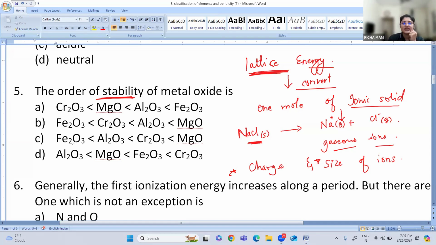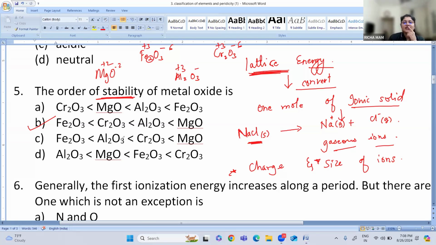Now, when we see the charge and size of the ions, Fe2O3 is less than chromic oxide, then aluminum oxide and MgO. So in Fe2O3, oxygen is -2 each, so the total is -6, and iron is +3. Then Cr2O3, this is -6, so this is also +3. And aluminum Al2O3, this is +3. And MgO is -2, this is +2.